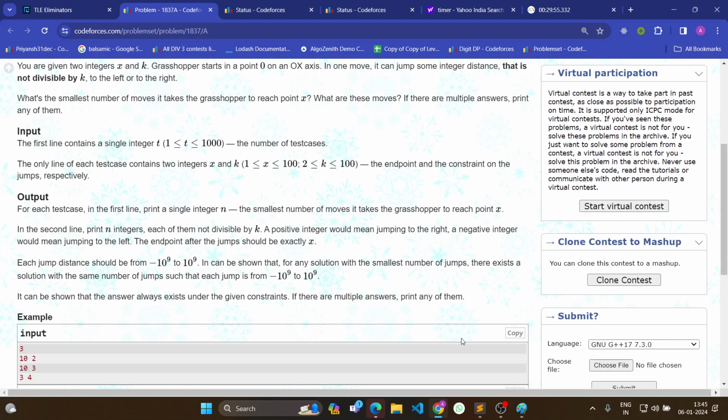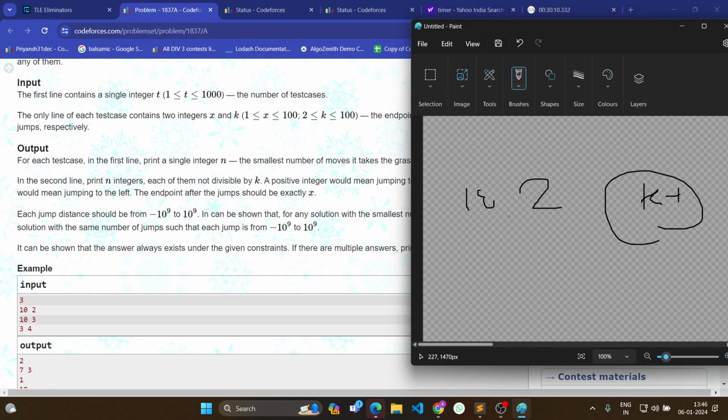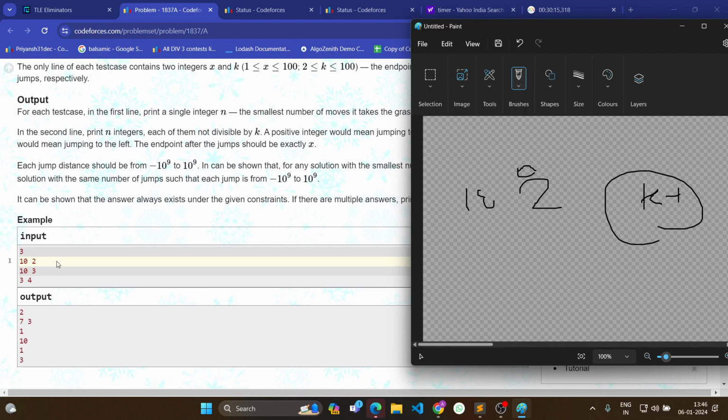So for the minimum number of moves, what he will do is, again, k is greater than or equal to 2. That is a big hint. So the answer is always k. He will jump to a distance k minus 1 for the minimum number of moves. For example, if it is 10 and 2, then he'll need to jump... Okay, no. Okay, got it. What I was thinking was that he can jump only till k, but he can jump any distance which is not divisible by k.